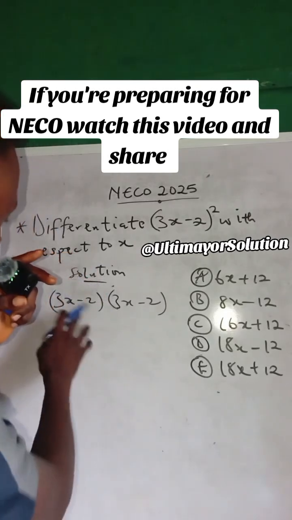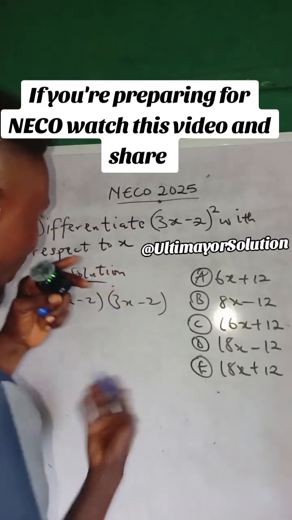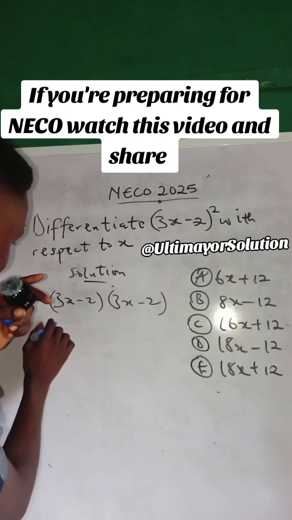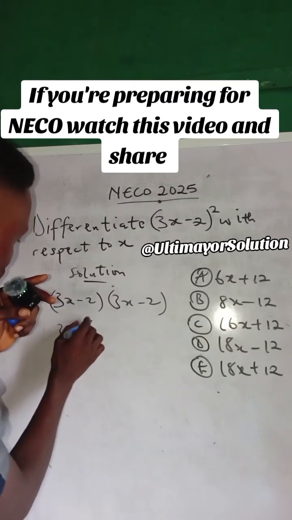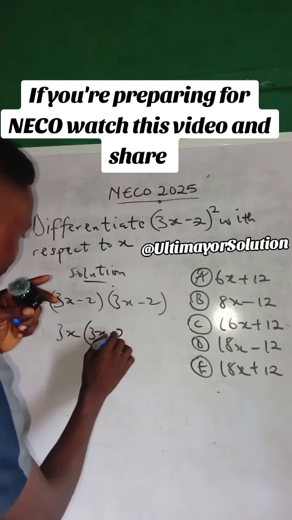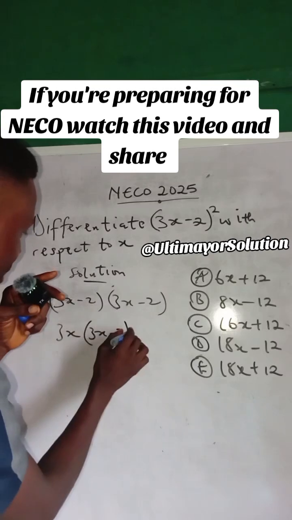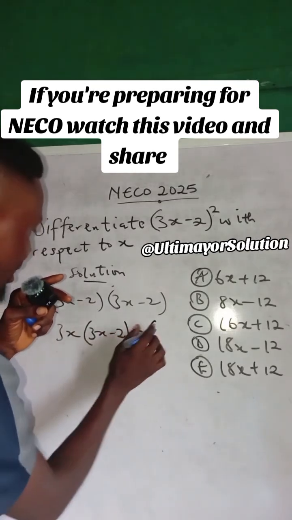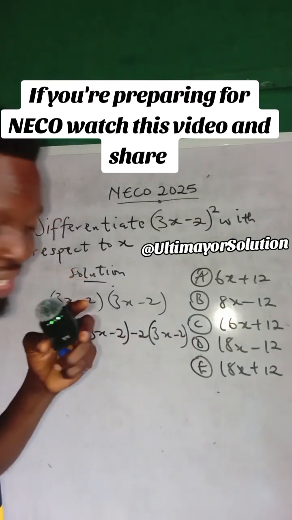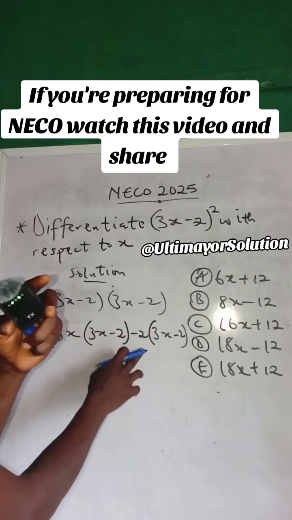Step 2, let's expand what we have here. So how do we expand? That's JS2 work. 3x is the first thing here, into the bracket (3x minus 2). Now the last one here is minus 2, into the same bracket again, (3x minus 2). After that, let's open the bracket with 3x and with minus 2.